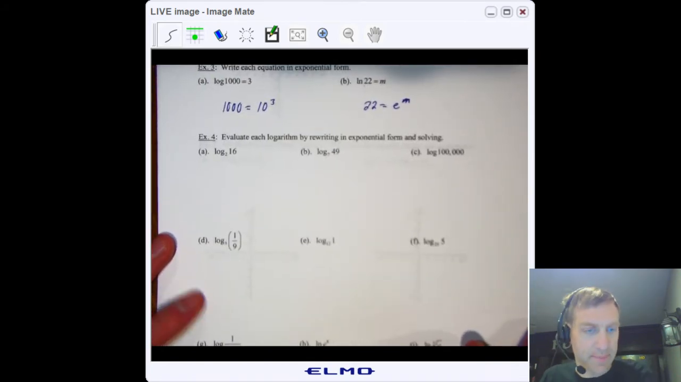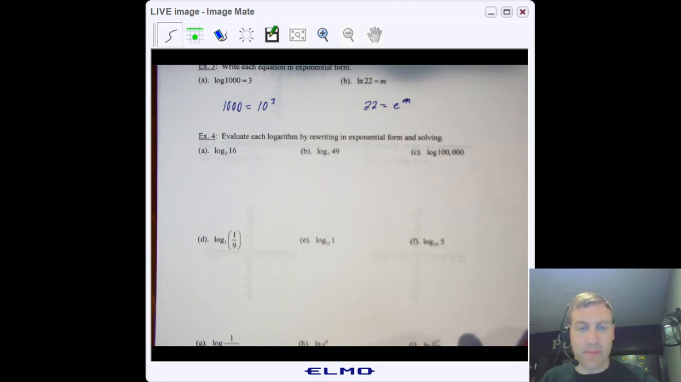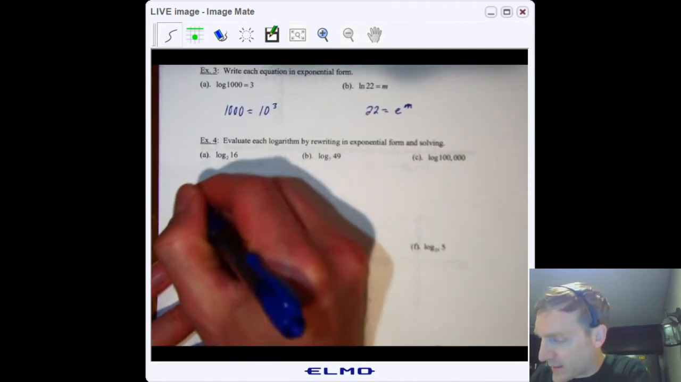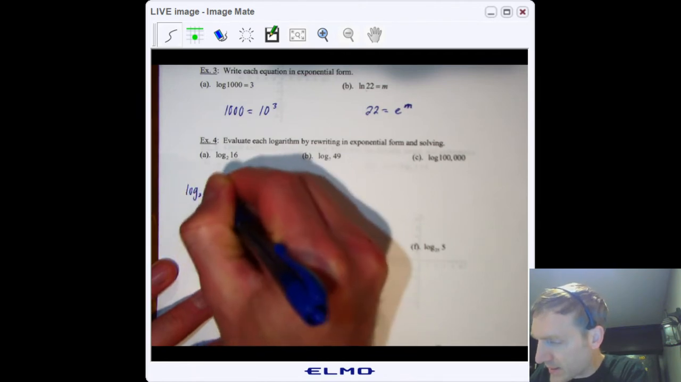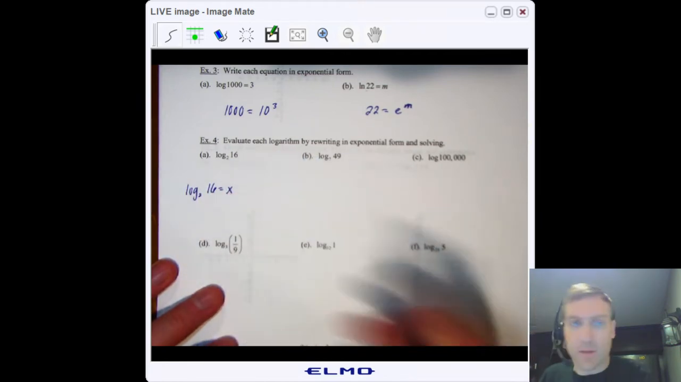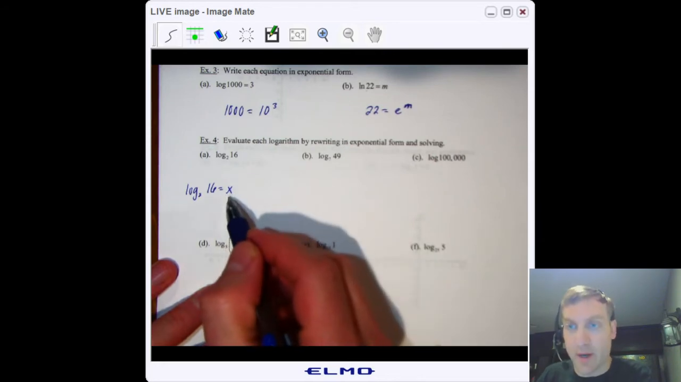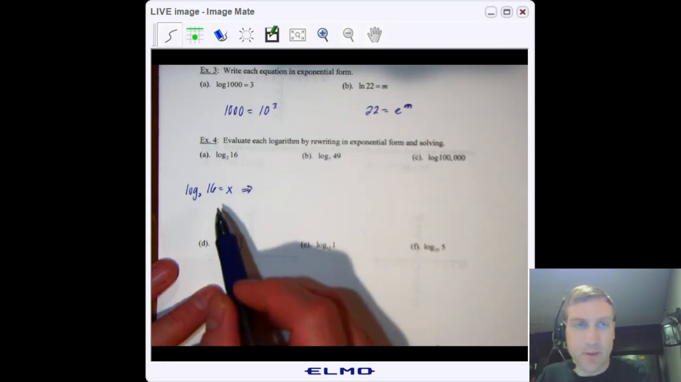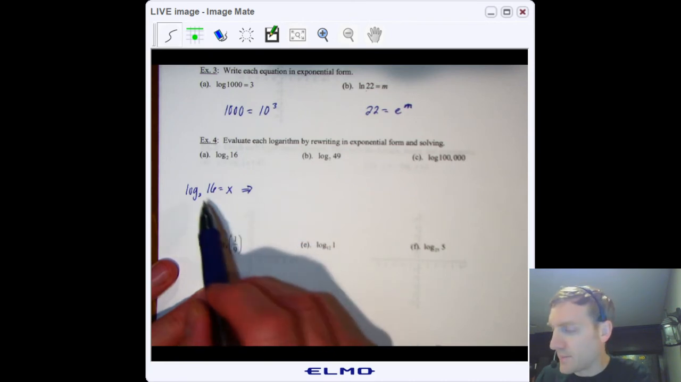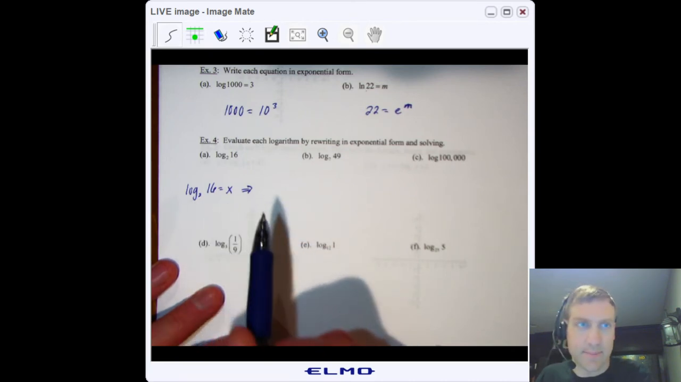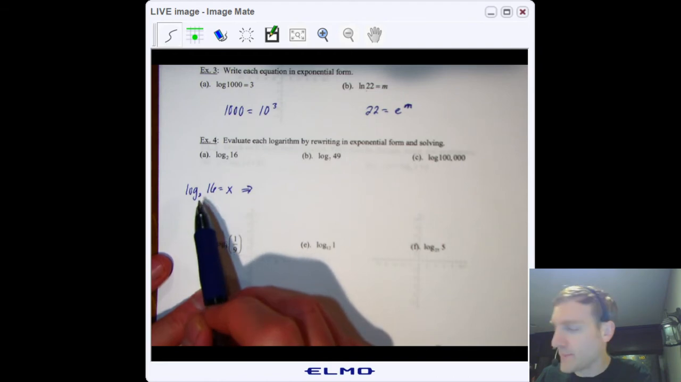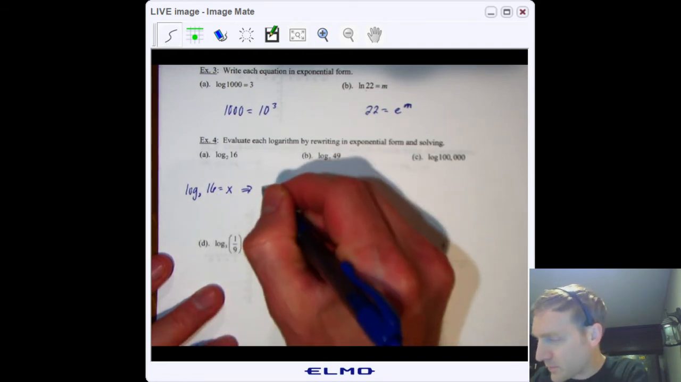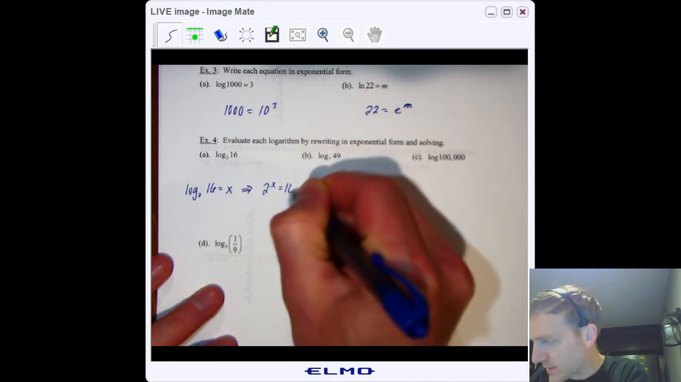So here's what I mean. For this first example A, log base 2 of 16. I don't know what it is, so I'm going to set it equal to x. Log base 2 of 16 equals x. I'm trying to solve for x. Now I'm going to rewrite that in exponential form, just like you did in your last video and in your first homework assignment. So 2 to the x equals 16.